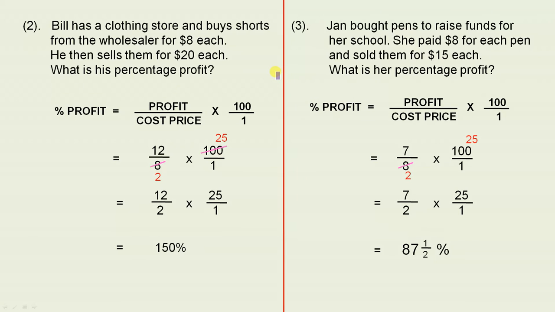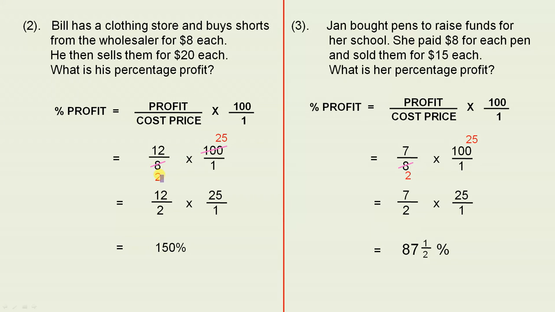Number 2, Bill has a clothing store and buys shorts from the wholesaler for $8 each. He then sells them for $20 each. What is his percentage profit? So the percentage profit equals the profit over the cost price times 100 over 1. So the profit will be 20 take away 8, which is $12, so it's 12 over the cost price, which is 8, times 100 over 1. That gives you the percentage profit.